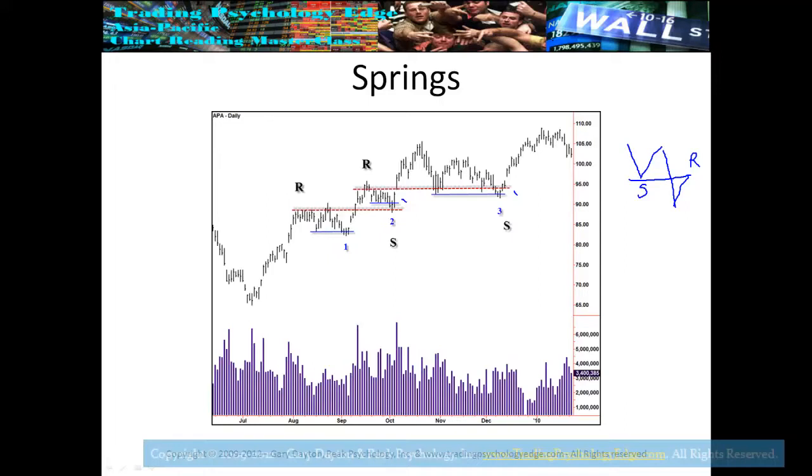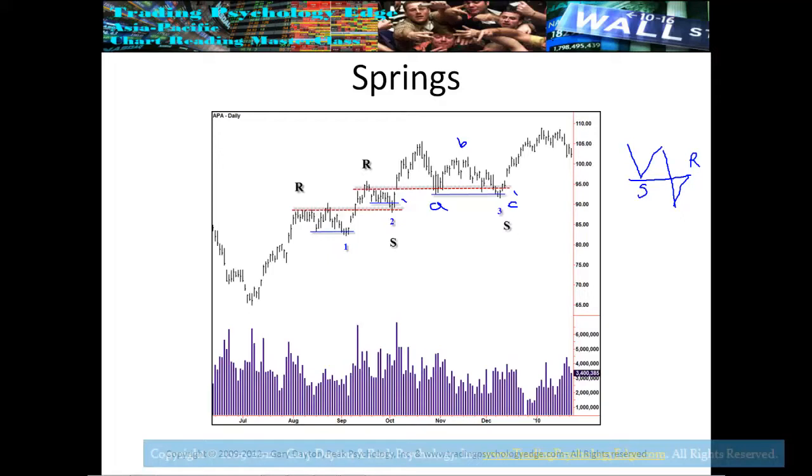So the ABC and this resistance, you know, sitting on top of support, which was old resistance, those are the two key things in an uptrend that you're not going to find in other versions of springs, and they're very powerful, very, very powerful springs when that happens.